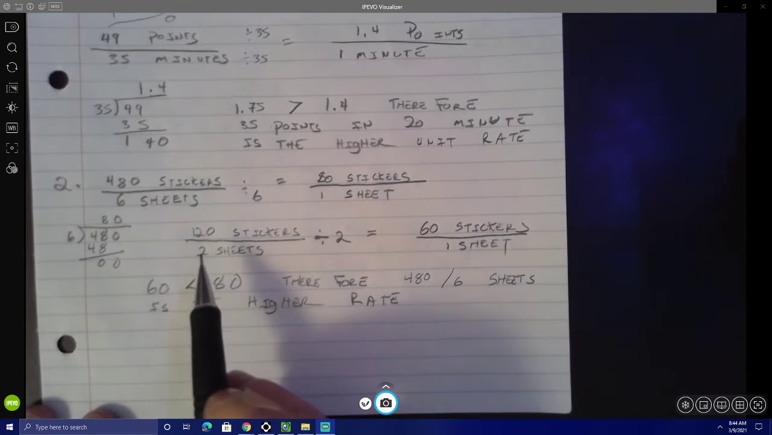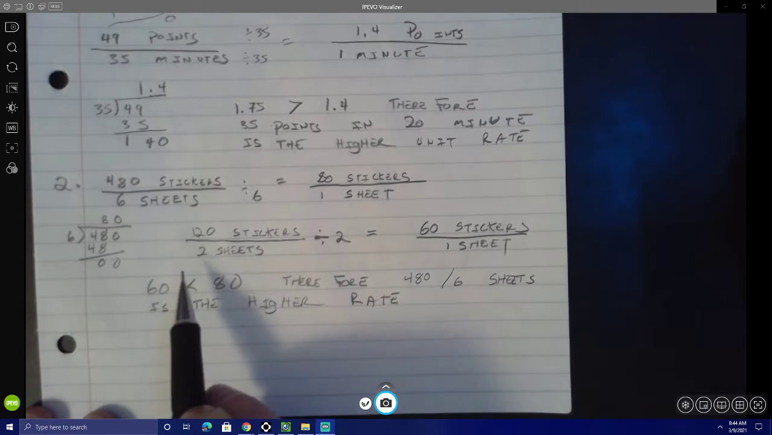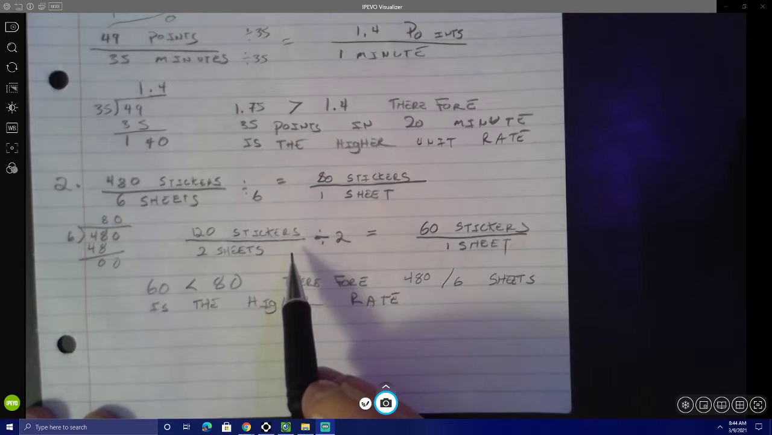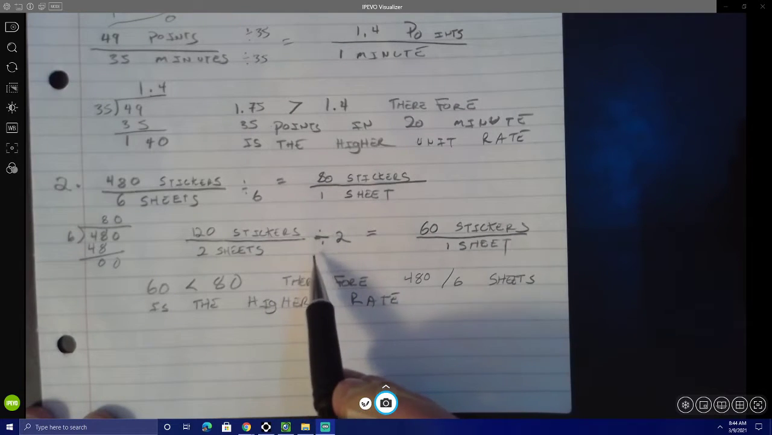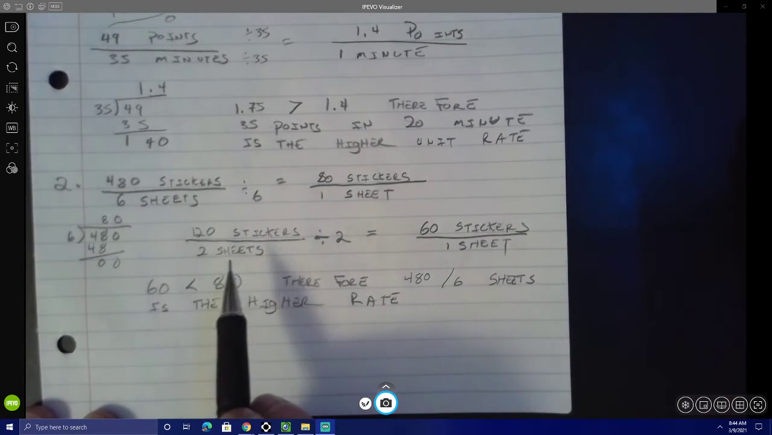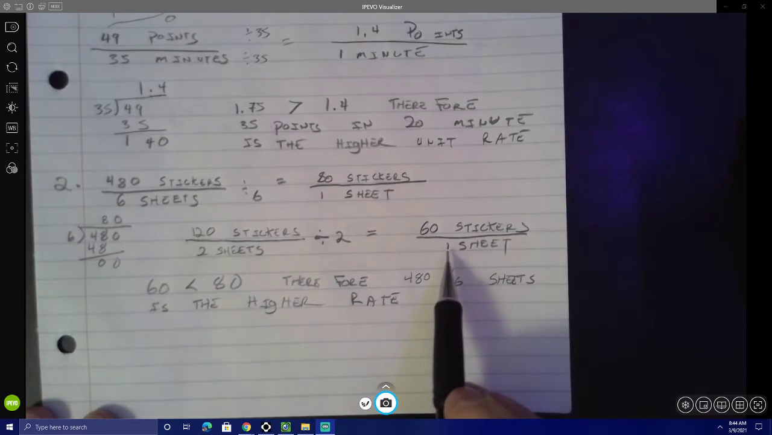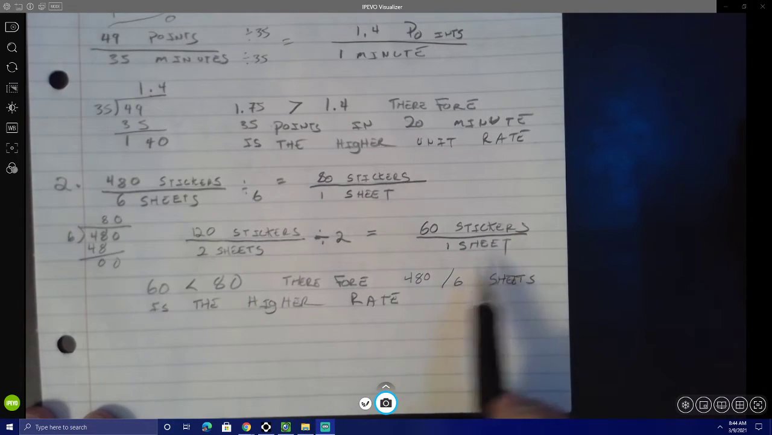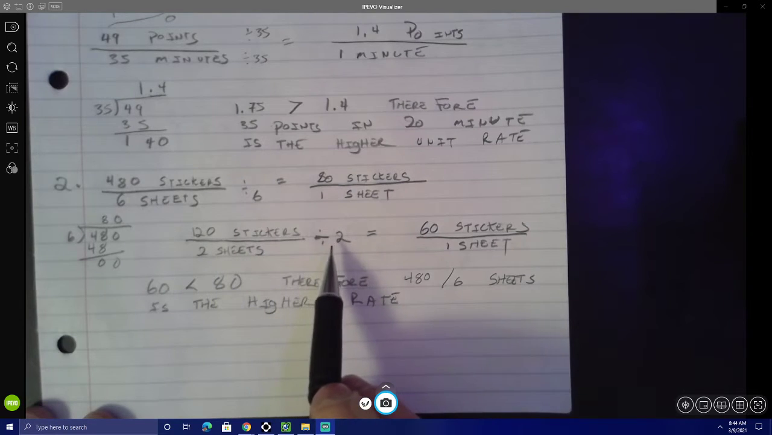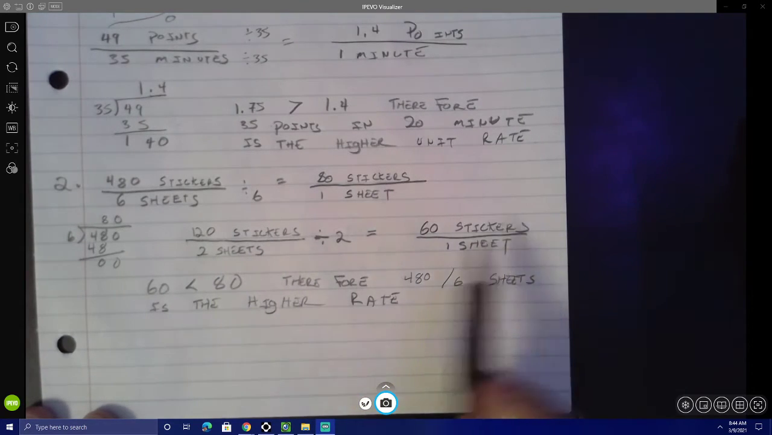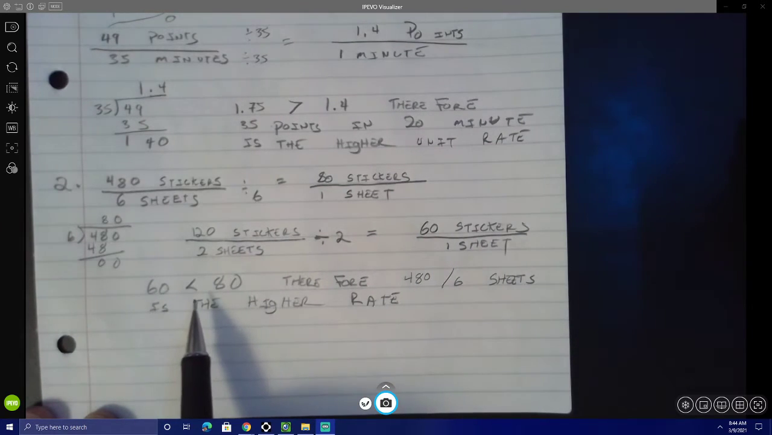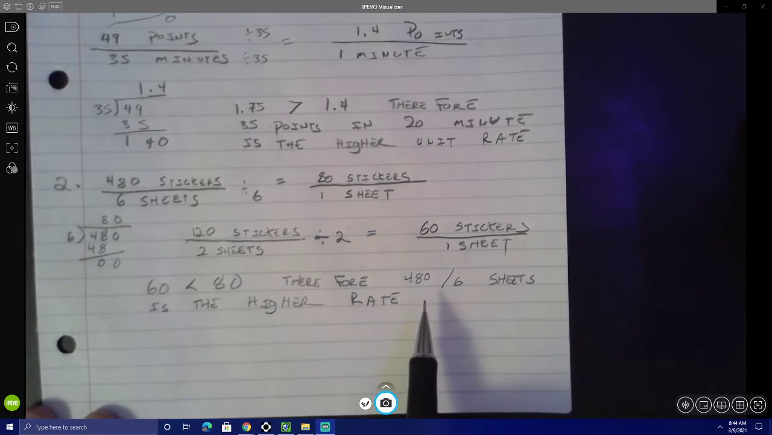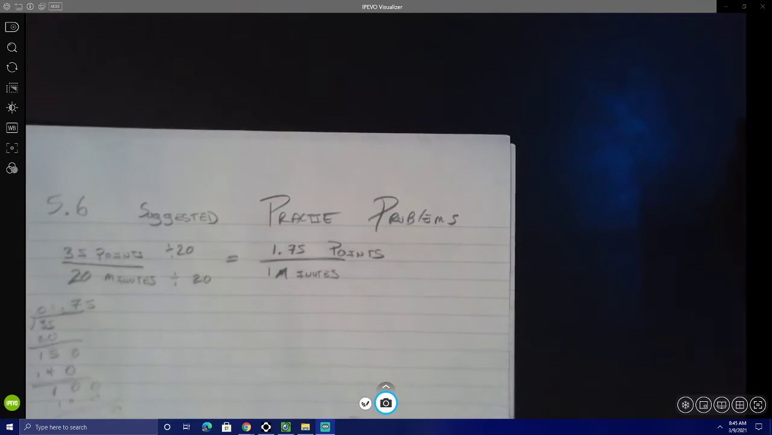The next one was 120 stickers over 2 sheets. So to find the unit rate here, I had to divide both the top and the bottom by 2. When I divide the bottom by 2, I get that 1, which we need for our unit rates, and the top, 120 divided by 2, I knew that was 60 stickers. I know 60 is less than 80, therefore 480 stickers for every 6 sheets is the higher rate in this problem.